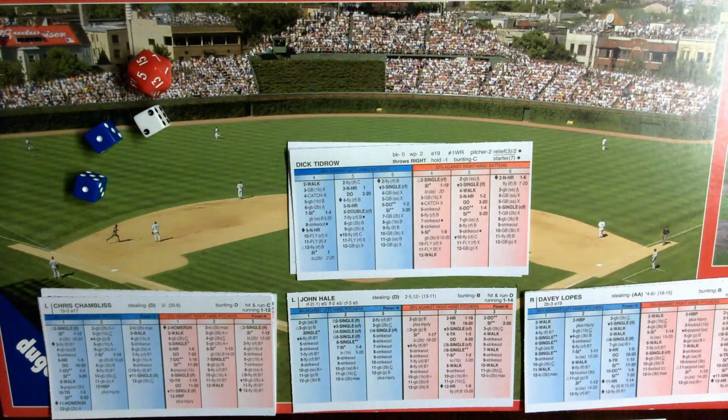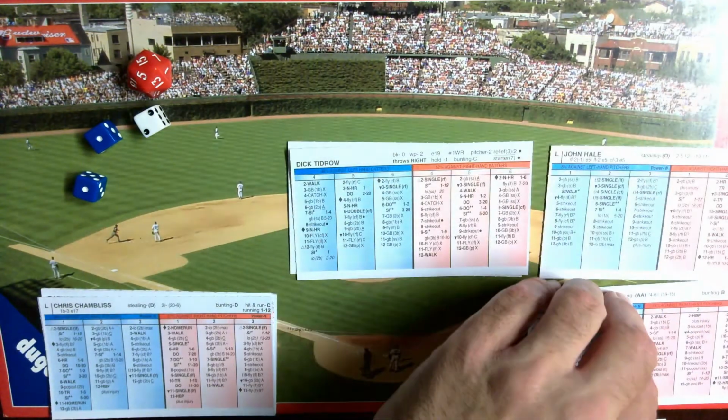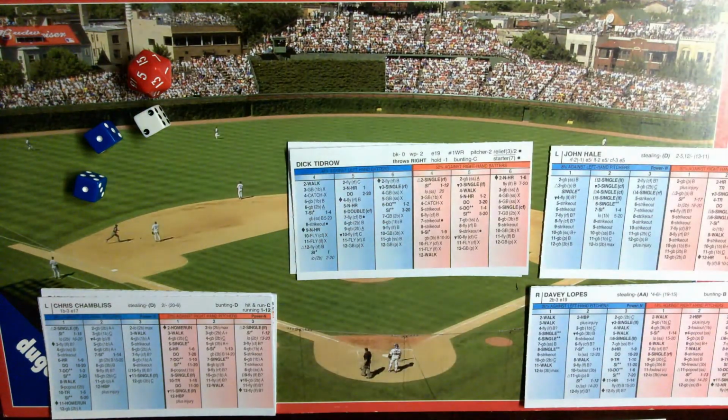And then shortstop 20. Roll was a 4. So Dent is going to boot that. E1 was the rating. So error, batter to first, runners advance 1 base. So Hale's aboard on the error by Dent.